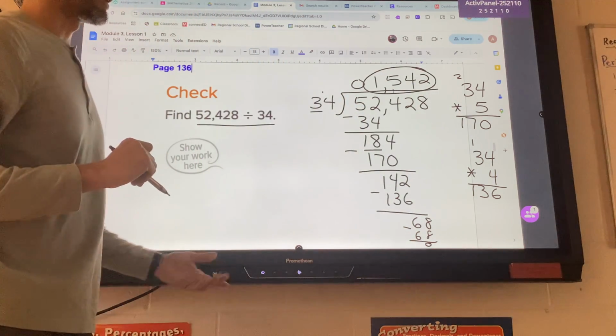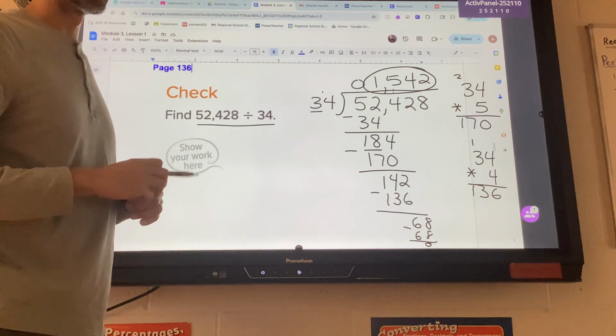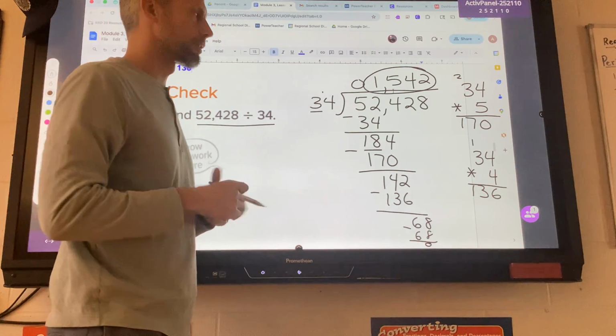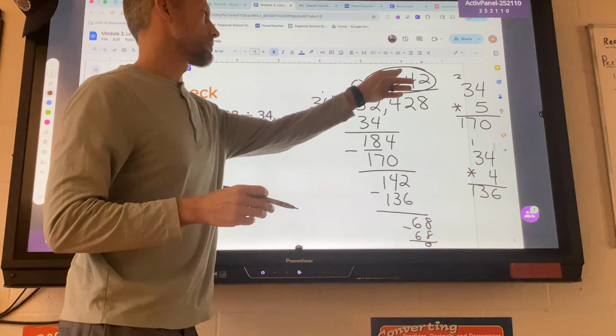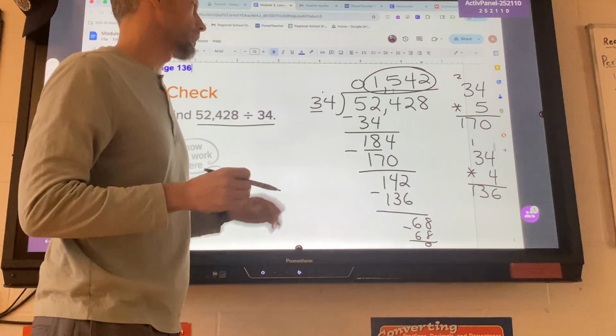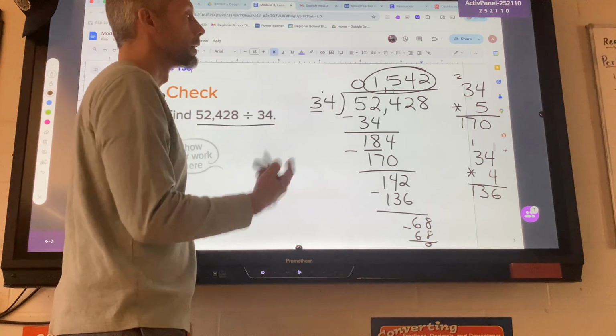1,542. If you would like to check that with a calculator today, you can use your iPad as a calculator, or you can use your actual calculator, and either you can do 1,542 times 34 and see if that equals 52,428, or you can actually type in the division problem and see if you got it right.